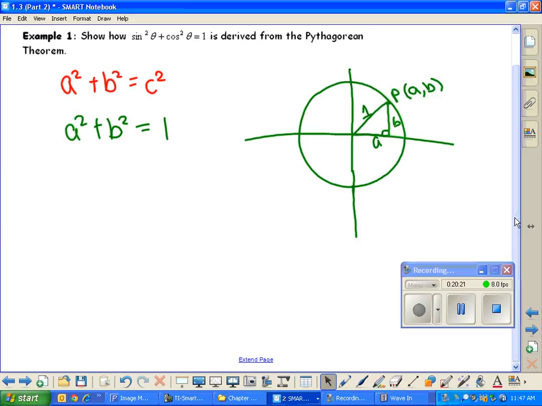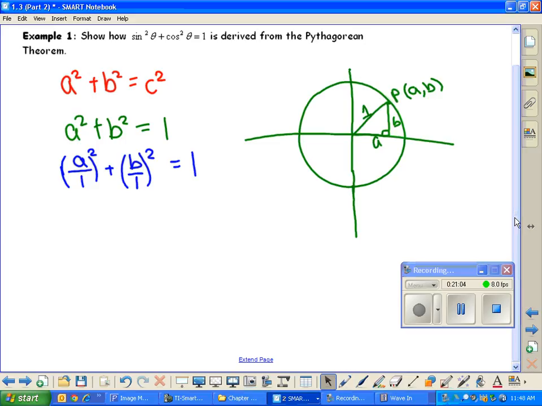I have a question. How could you write a number as a fraction? Like if I said 2 and I wanted it to be 2 over something, what would I write it as? 2 over 1. It's there, we just don't write it. So we could rewrite a and b as a over 1 and b over 1. Do we agree? Yeah? Equals 1. Okay.